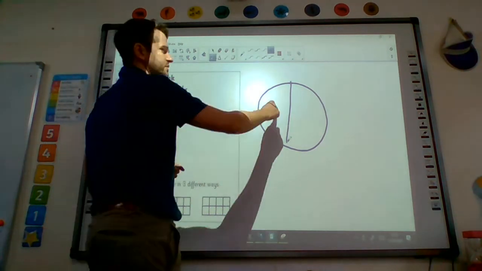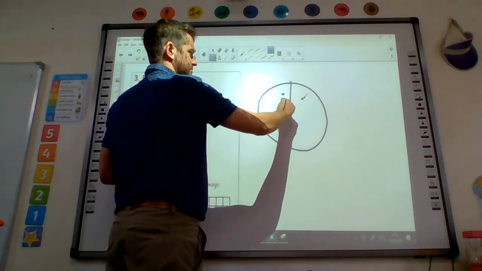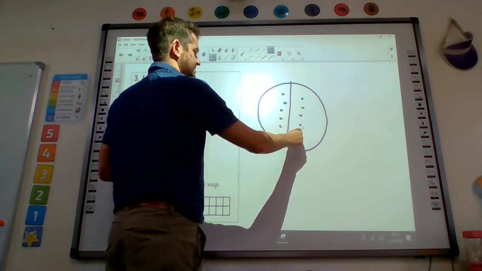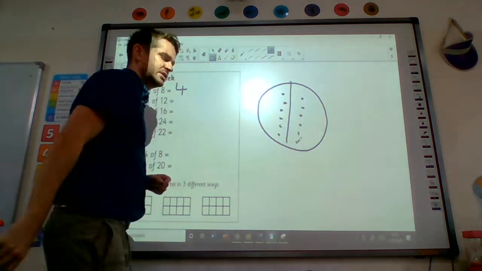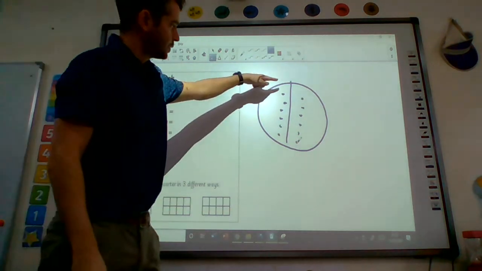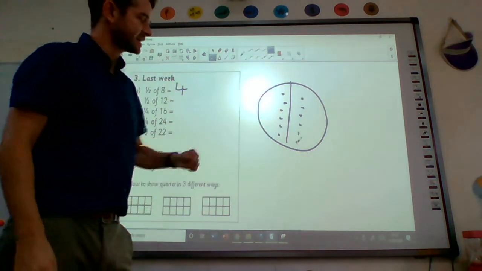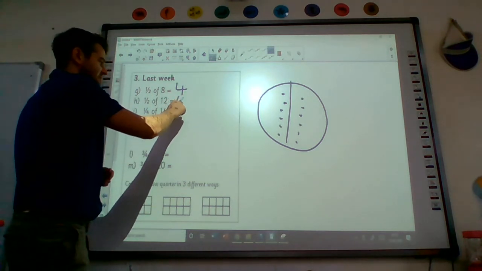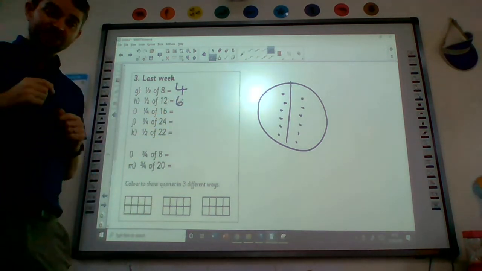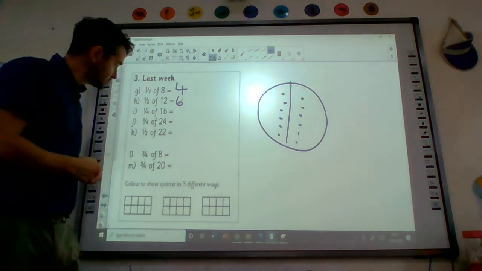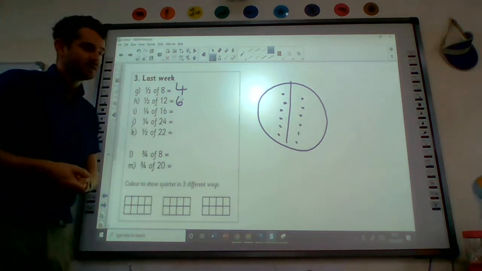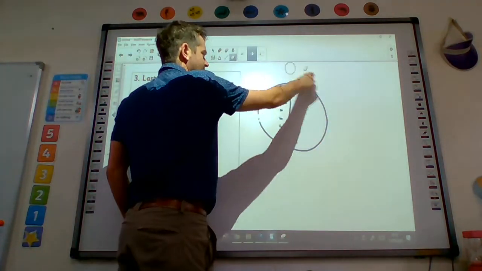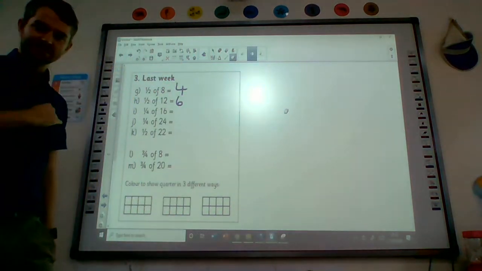Half of 12. 12. 1, 2, 3, 4, 5, 6, 7, 8, 9, 10, 11, 12. I look at 1 half. 1, 2, 3, 4, 5, 6. 6 in that half. Half of 12 is 6. Now if you're looking really carefully at the next one, you will see it says quarter of 16. Quarter. Draw your pizza, cut it into quarters.